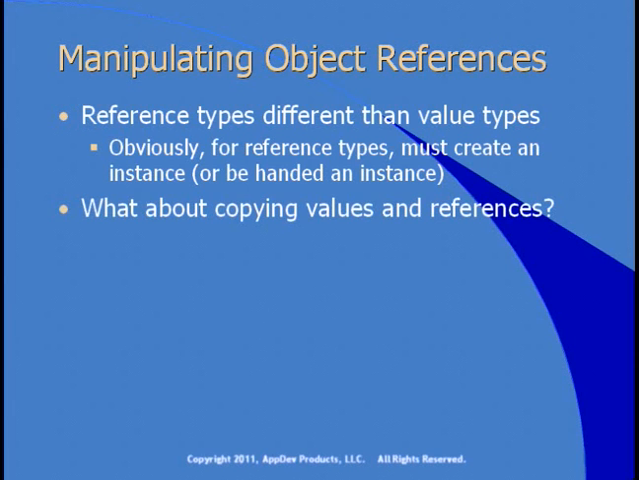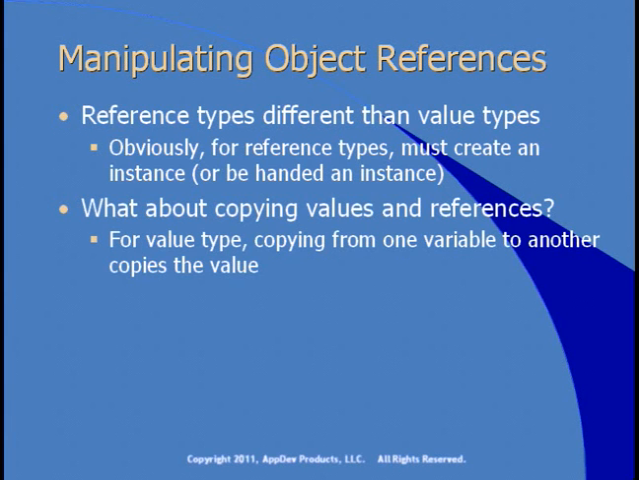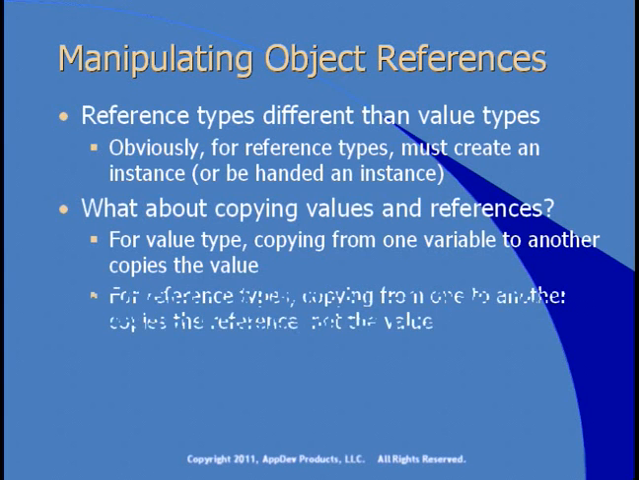What about copying values versus copying references? For a value type, if you copy from one variable to another, you copy the value of the variable. If I have two variables, x and y, each of integer type, if x has 10, if I say y equals x, now y contains 10. Simple. On the other hand, for reference types, copying from one to another copies the reference, not the value contained within the reference. What that means is, if you have two variables that could each refer to the same kind of object, x contains a reference to one of those objects, if I copy from x to y, now y contains a reference to the exact same object. We'll demonstrate that to show how that works.